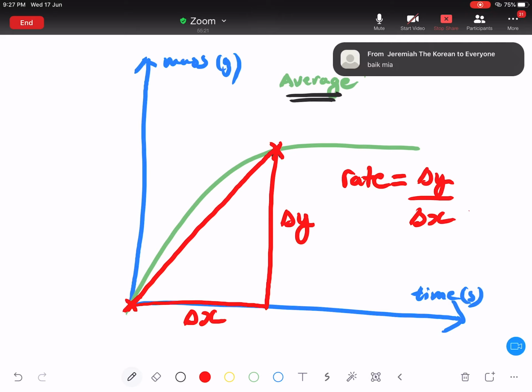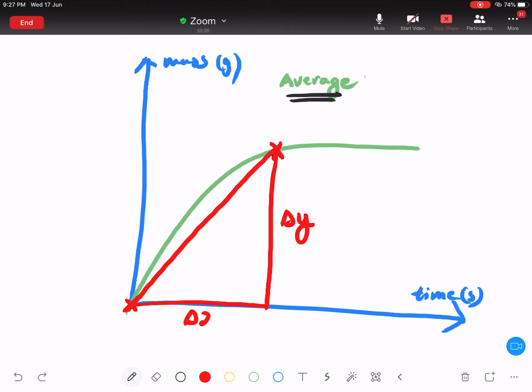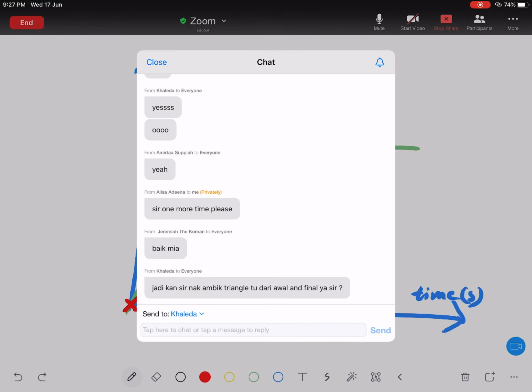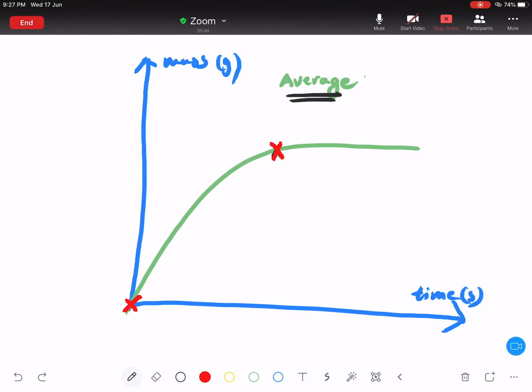Alicia, one more time. Okay, let me explain. Alicia is asking one more time. Apa tu average? Sekejap, ambil triangle dari awal and final year, sir. Yes, Khalida. Dia ni, average stand for Kalisha. Dia daripada awal. Awal is here.